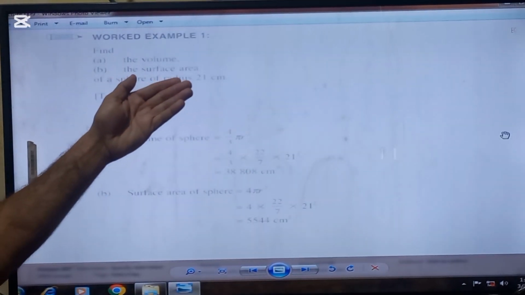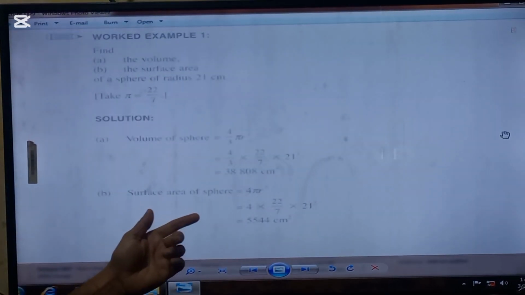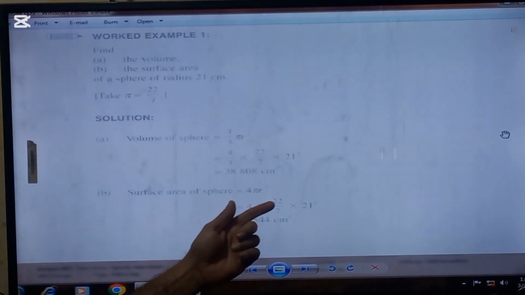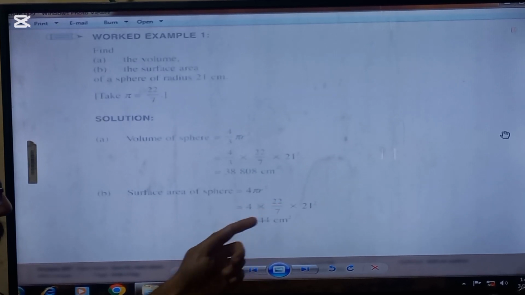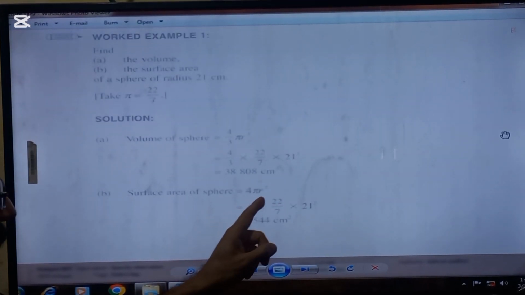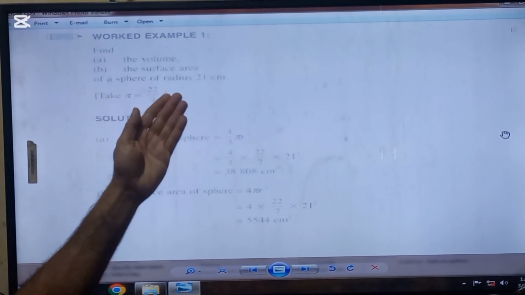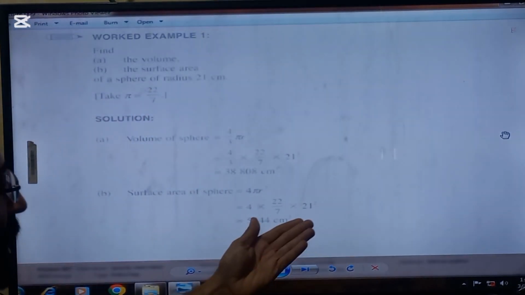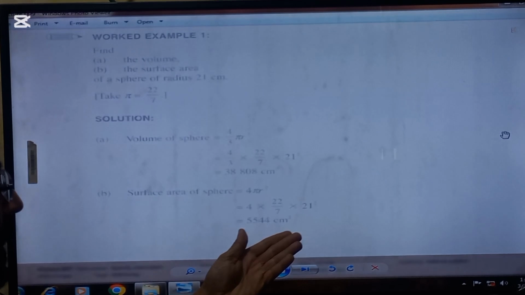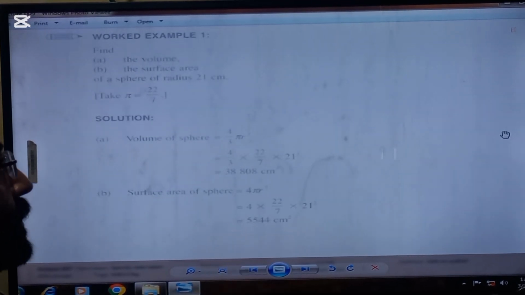Surface area is the B part. So the surface area formula we have learned, that is 4 pi r square. Again, put the values of pi and r from the question. Pi is given 22 by 7 and r is given 21. So put these values in the formula and use the calculator. You will get the answer.